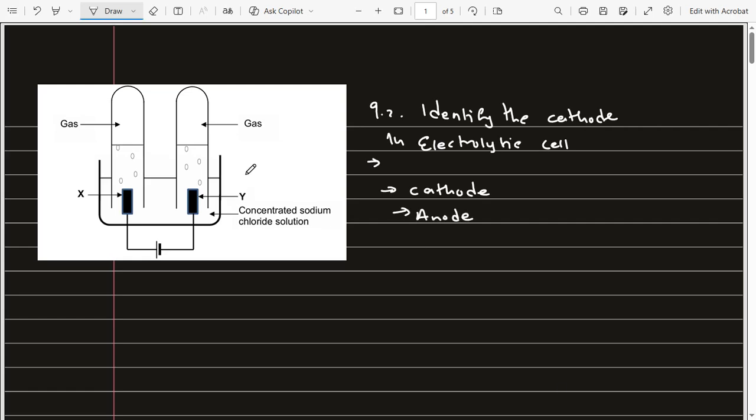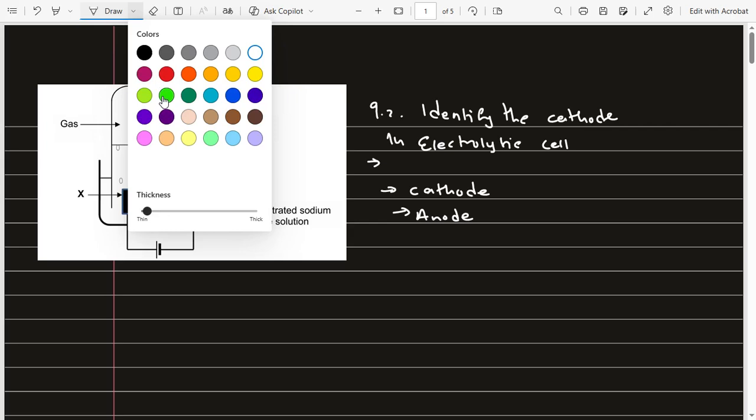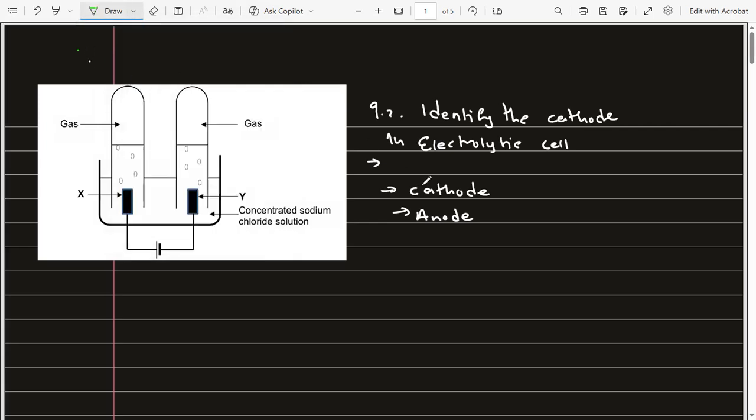These two guys: the cathode is the negative electrode, and the anode is where we have the positive electrode. That's what you need to understand first for you to master this question.